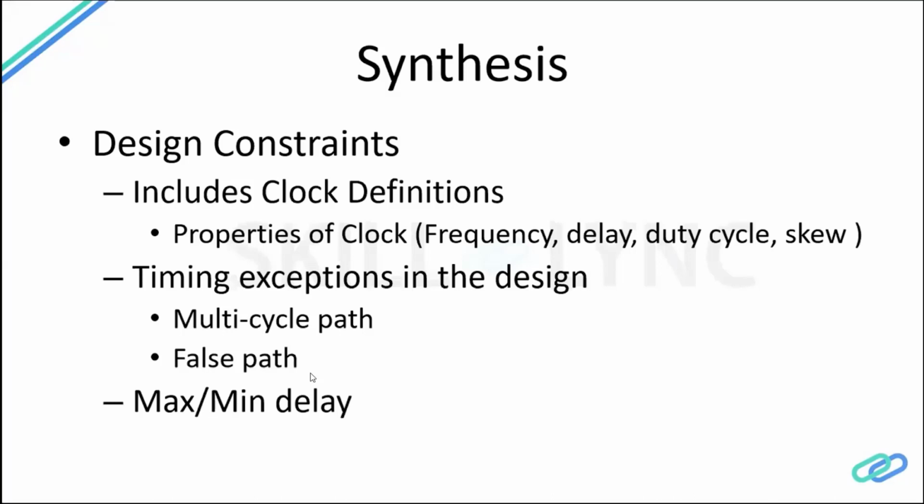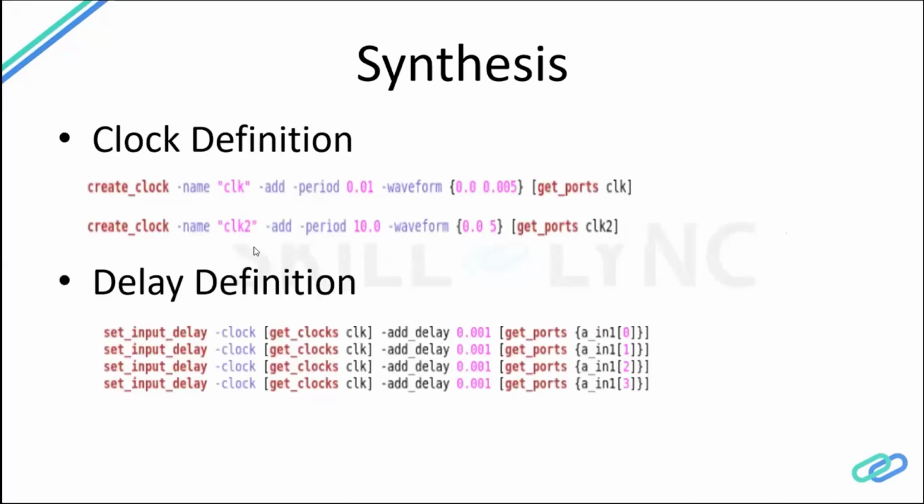I'll give an example of how a constraint file looks. Here we are defining the clock. With create clock, you can give any name you want. Then you add the period. Then you say whether it is a square wave with a 50-50 duty cycle, or a different one like 25-75, depending on your design. In the waveform, if you put half of the period, it is a 50% duty cycle. If you want to change it, you can. Then you say get ports clock: wherever there is a port CLK, you name it CLK. You can give it some other name based on your design.